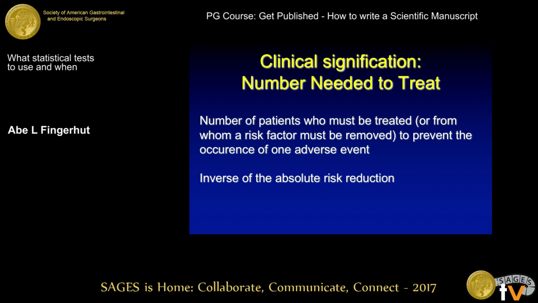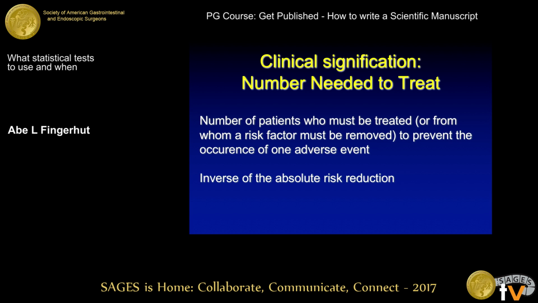We talked about statistical significance. One slide to talk about what is called clinical significance, or number needed to treat. Number needed to treat is the number of patients that have to be treated, or, for instance, a risk factor being avoided, to prevent the occurrence of one adverse event. It's simply the inverse of the absolute risk reduction.